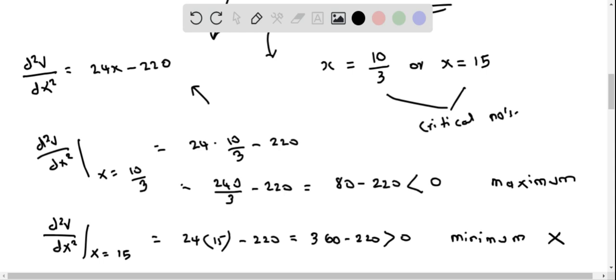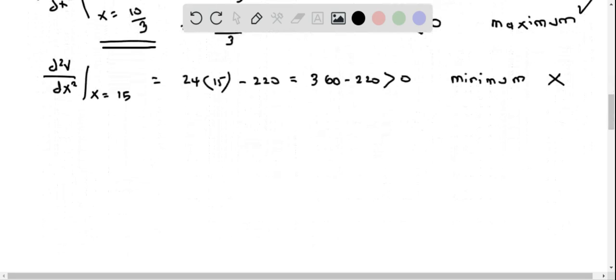We don't need this. We need only when the volume is maximum, which means x equals 10 by 3 is the critical number where the volume is maximum. So we can write down this over here: when x equals 10 by 3 centimeter, which is approximately 3.33 centimeter, the volume is maximum.